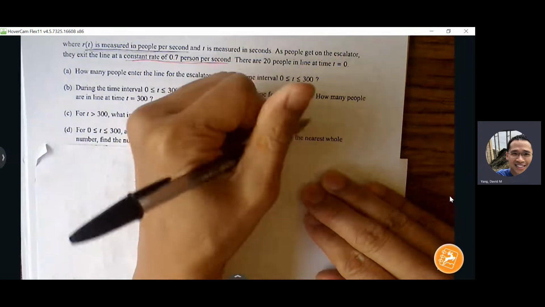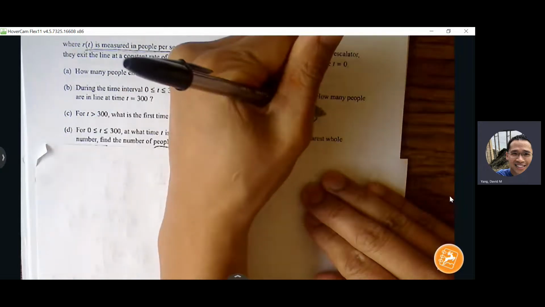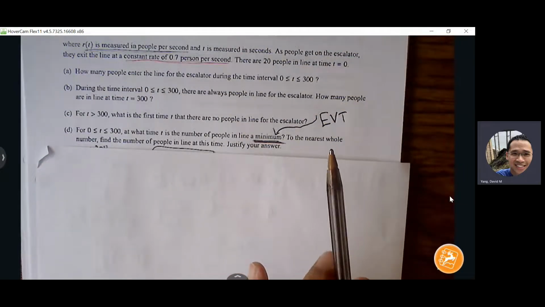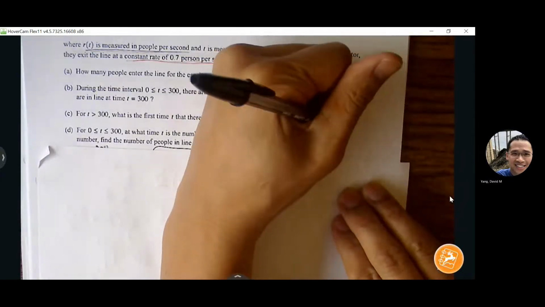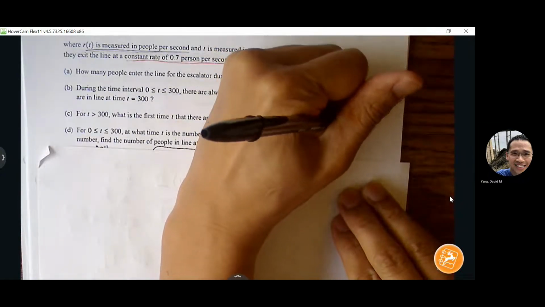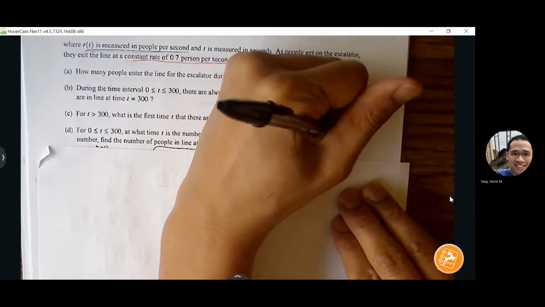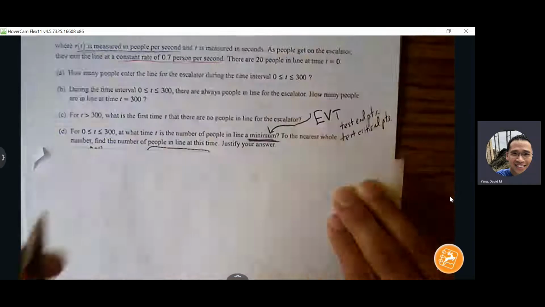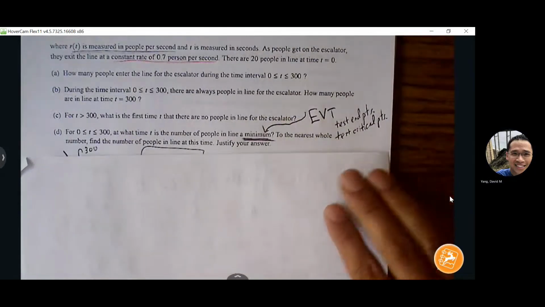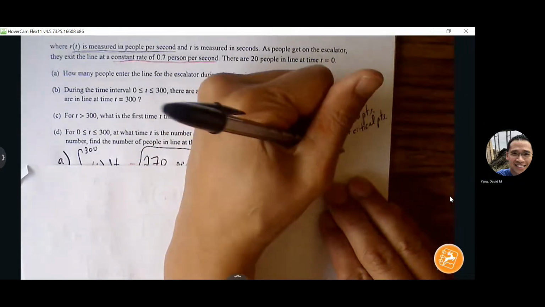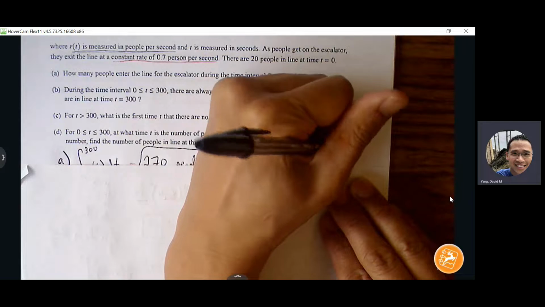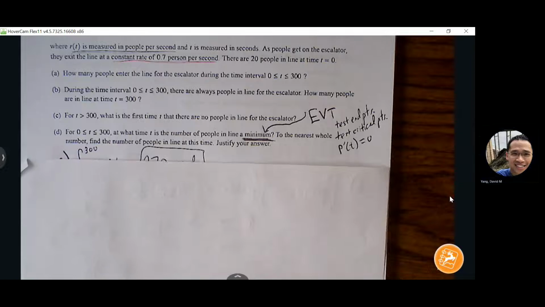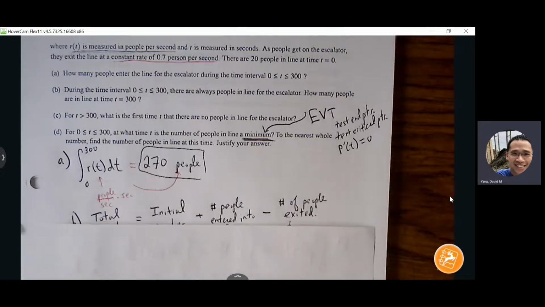Anytime we're looking for max and min, which theorem are they trying to get us to use? Yeah, extreme value theorem, EVT. So EVT says, test the endpoints and test critical points. And critical points comes from the what? Setting the derivative equal to 0. So we already know that we're going to be testing 0 and 300. But we also want to be finding critical points.